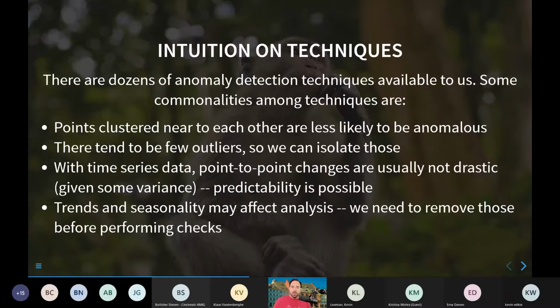If I jumped from 0 to 60 to 10 to 85, I would expect my speedometer's broken. It's not that I'm breaking the laws of physics. It's that my measurement tool is not correct. So if I see drastic changes, that's an indication of an anomaly in a point to point. We can see drastic changes over time. That's not necessarily anomalous, but a huge jump in one day or a huge jump in one moment, yeah, probably an anomaly. But trends and seasonality also affect this analysis.